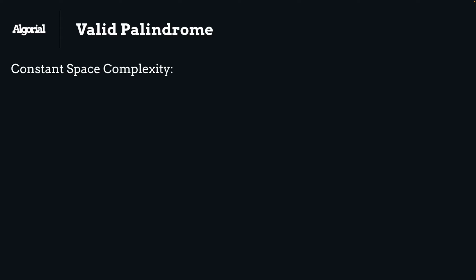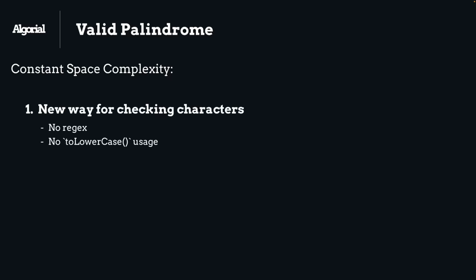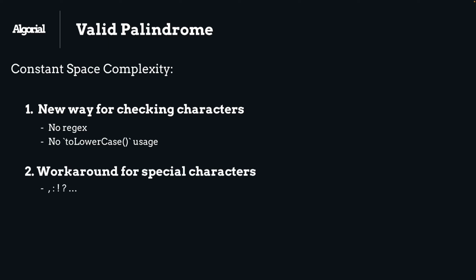So that means two things basically. First, we need to find out another way of checking characters. I mean something without regex and toLowerCase especially, because that was the cause that we ended up creating a string all the time. Second, we need to figure out a workaround for special characters like comma, semicolon, and things like that.